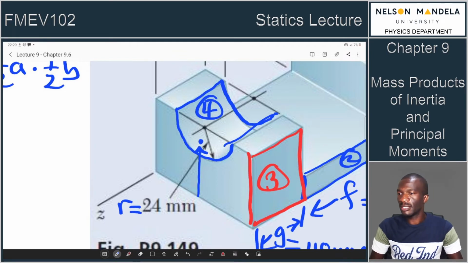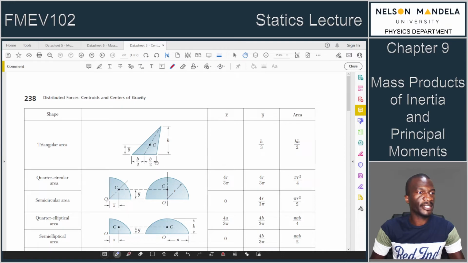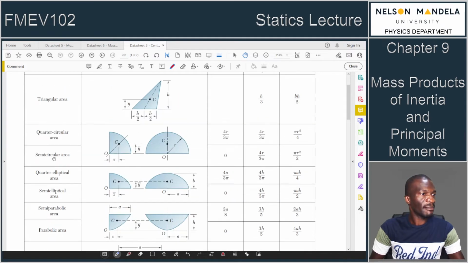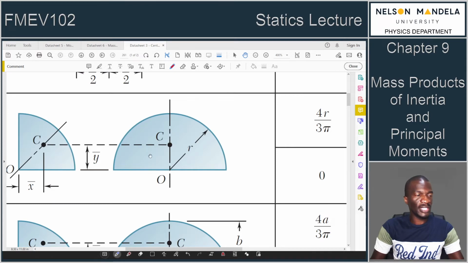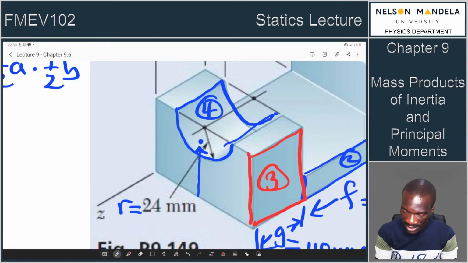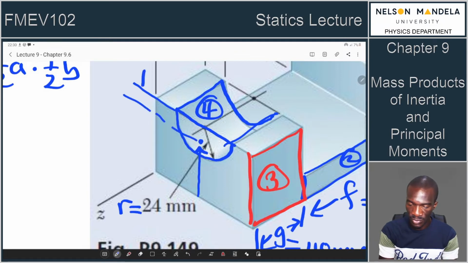This is where we need to use some tables. Where can we find the centroid of a semicircular area? We can use the data sheet on figure 5.8a. That data sheet tells you that for a semicircular area, please always be careful, because the semicircular area looks almost the same as the semi-elliptical area. Its centroid is measured from the base, or the flat part. So whatever we get from the book is in between this and that. That is the centroid that the book will give us.